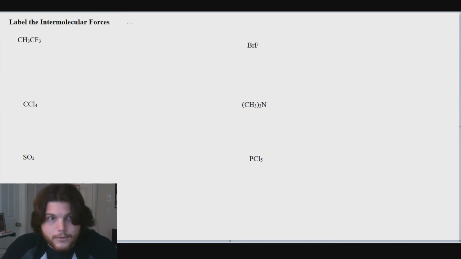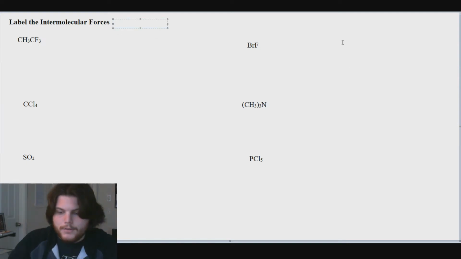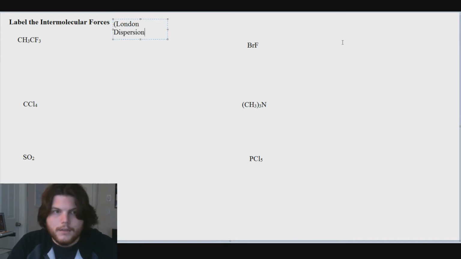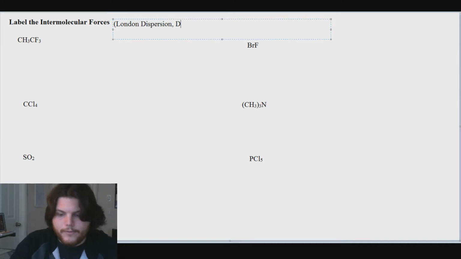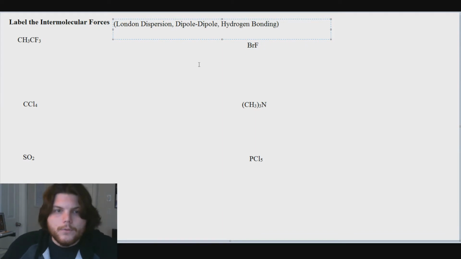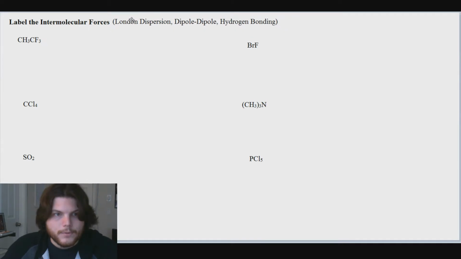So when we think of intermolecular forces, you have to think of a few things. Let's actually just type it. So, intermolecular forces, we have what? London dispersion. Along with that, we have dipole to dipole interactions and hydrogen bonding. So we need to label these 3 types of intermolecular forces within the following system.